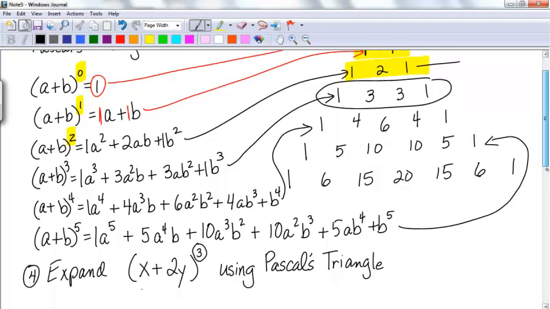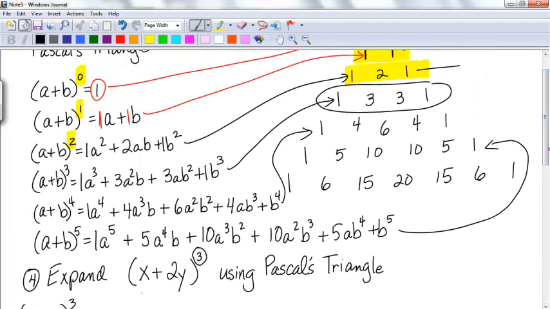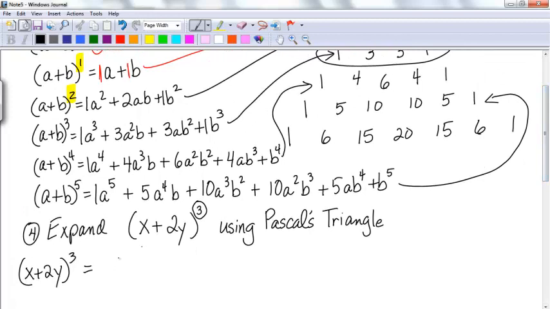Now, what I do is I take those coefficients. It was 1, 3, 3, 1. Okay, here's what I do. Look up here for a minute. I do 1, leave a space, 3, leave a space, 3, 1. Leave a little bit of room in between there. Okay?